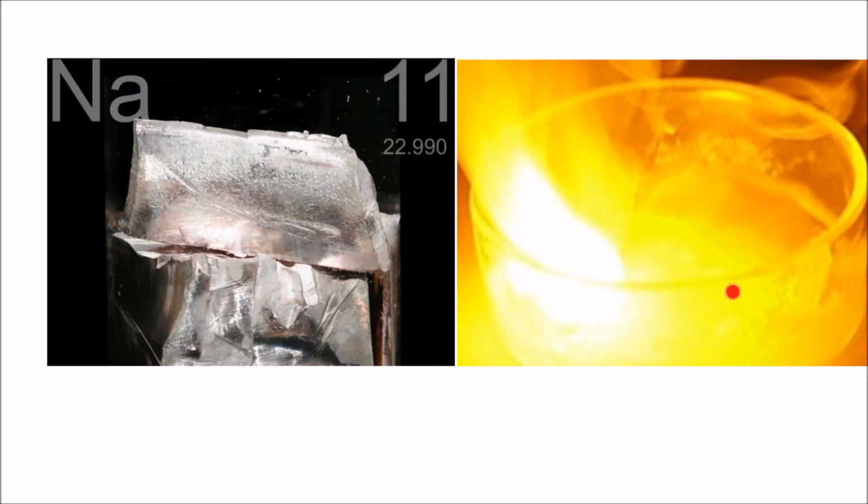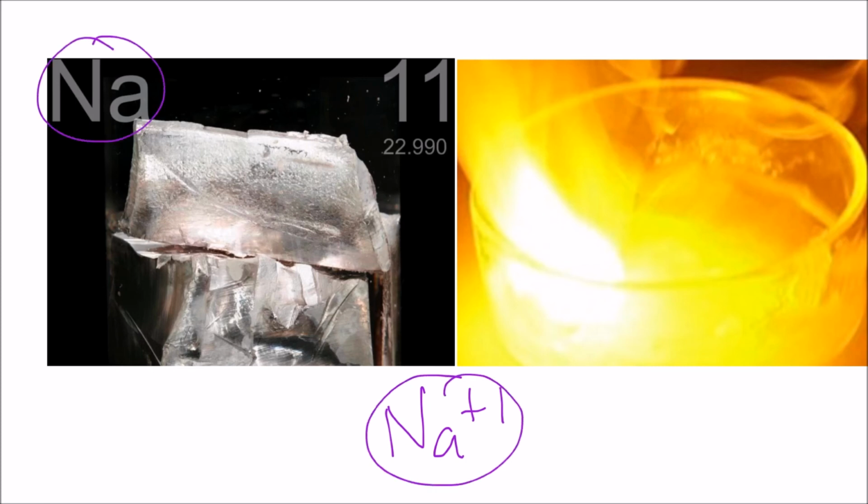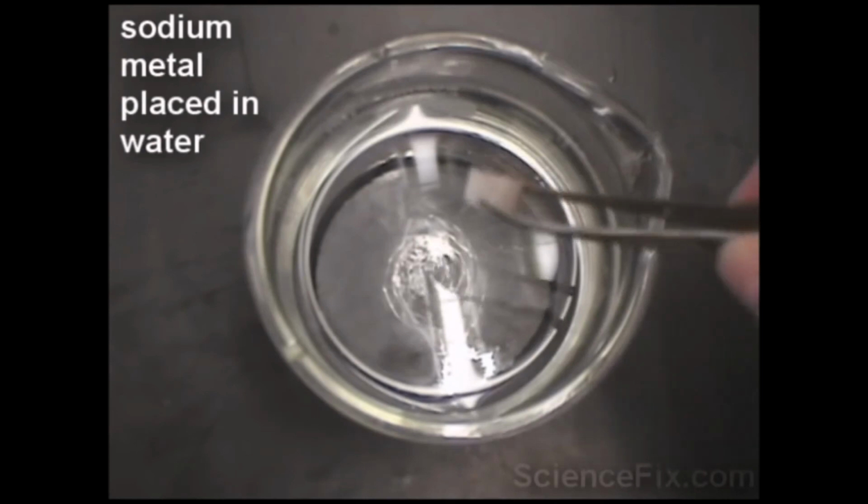This is a piece of sodium metal that's been placed into a little container of water, and it's floating around on the surface of the water, and it's burst into flame. That is not the same thing as the sodium ion that you have in your table salt. This is not the same thing as this.